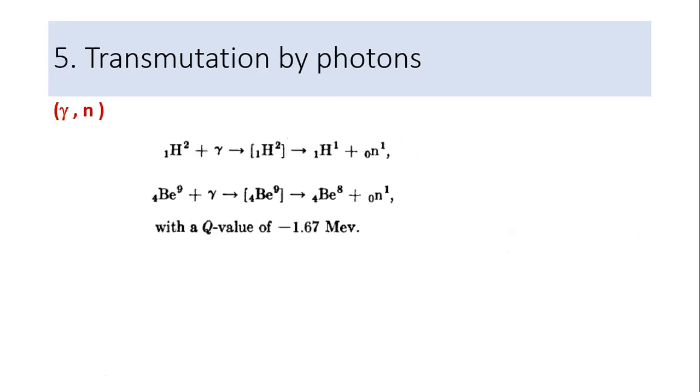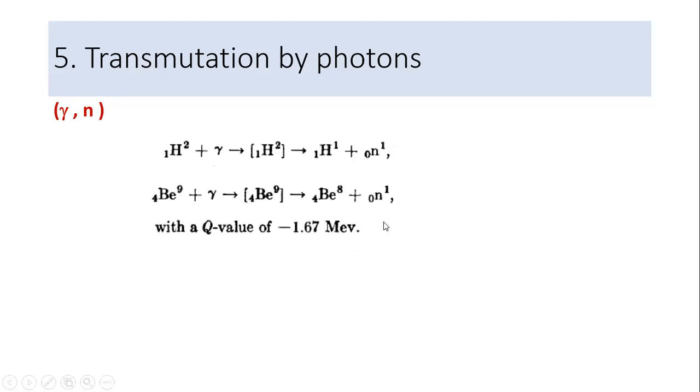The last one is the transmutation by the photons: bombardment of the gamma rays and emission of the neutrons. As we have said earlier, there is no change in the atomic number and the mass number. It will just excite the nuclide with the energy of the gamma rays, so there is no change in the atomic number and the mass number in the compound nucleus. If one neutron is emitted, that means it is just going to decrease the mass number by 1, and there is no change in the atomic number. So 1 plus 0 will be 1, and 1 plus 1 will be 2.